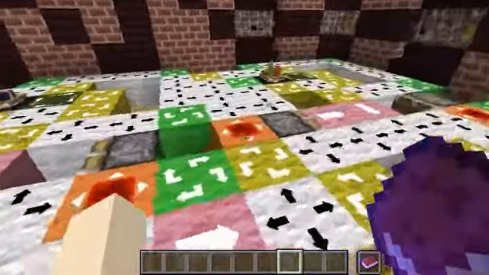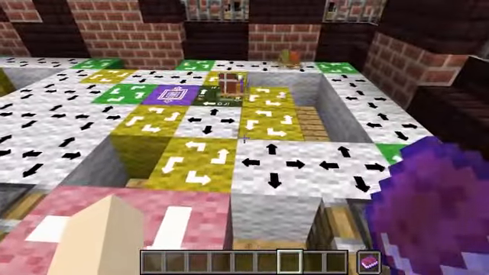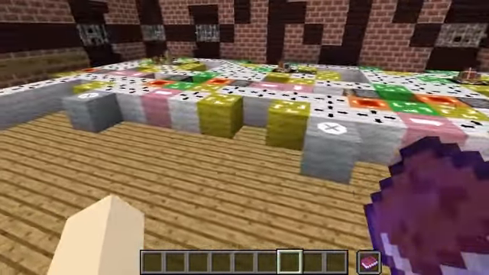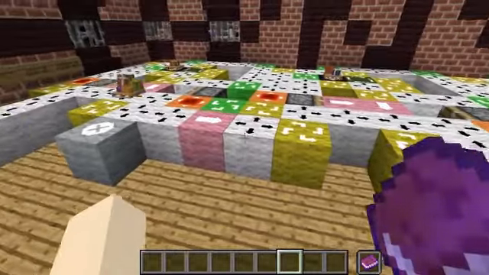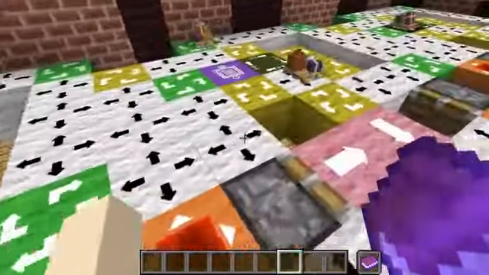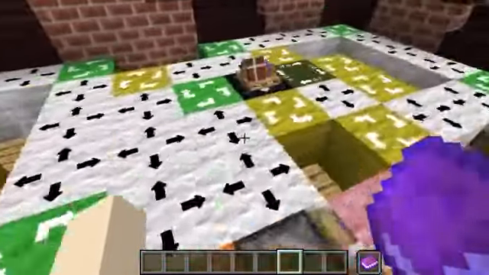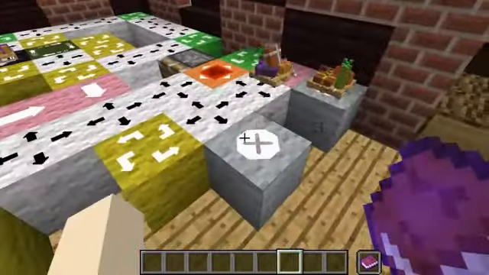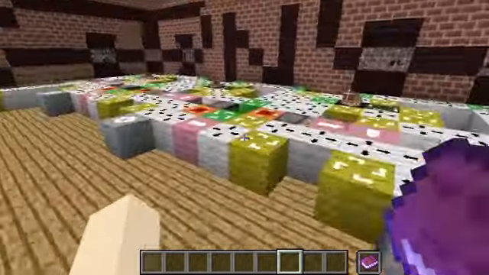A 2... a 4, a 3. So the highest number is there with the 0. Okay. So this should be 1, 2, 3. That's a 4 plus a 5 is a 9.